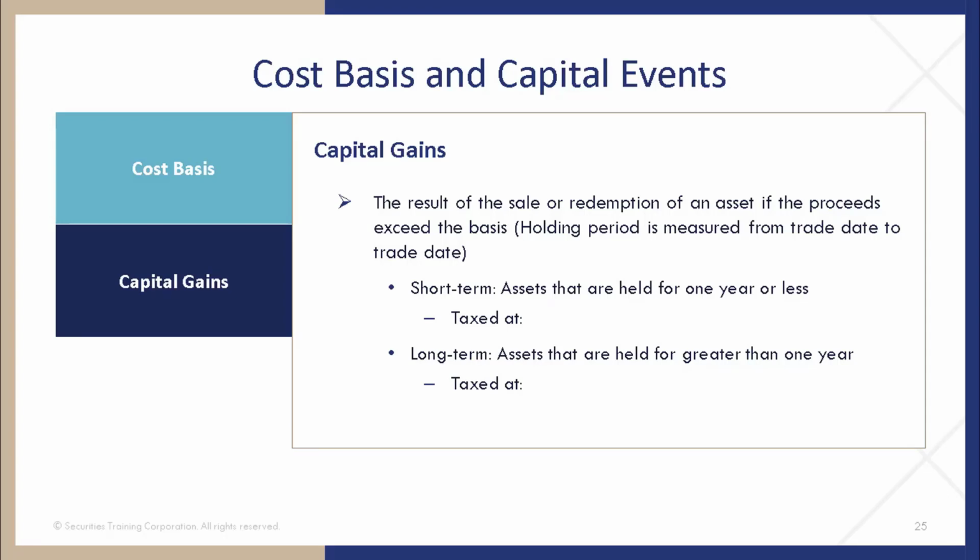Capital gains. Capital gains is based upon trade date to trade date. Capital losses would also be based on trade date to trade date. If I bought a security, that's my cost basis, including commissions and fees. If I sell it at a higher price, that's a capital gain. If I sell it at a lower price, that's a capital loss. Short term is defined by the IRS. Long term is defined by the IRS. If I held the asset for more than a year, it's long term. If I held it for a year or less, it'd be short term.